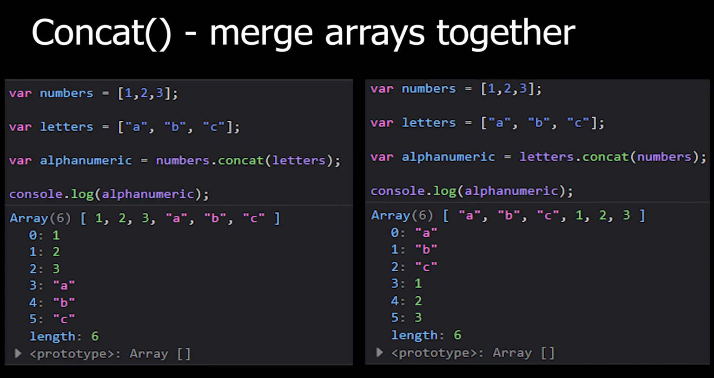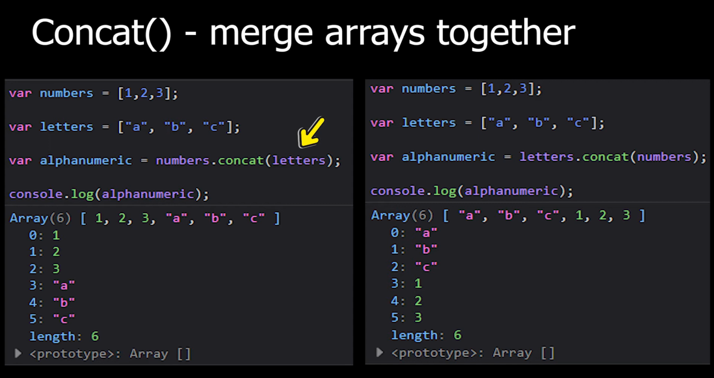Moving on, let's look at creating new arrays from existing arrays using concat. The concat function creates a brand new array by combining 2 or more arrays together. You use concat on an existing array and pass another array to the function as an argument.